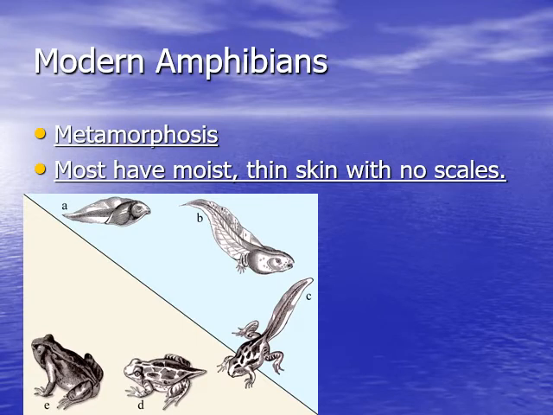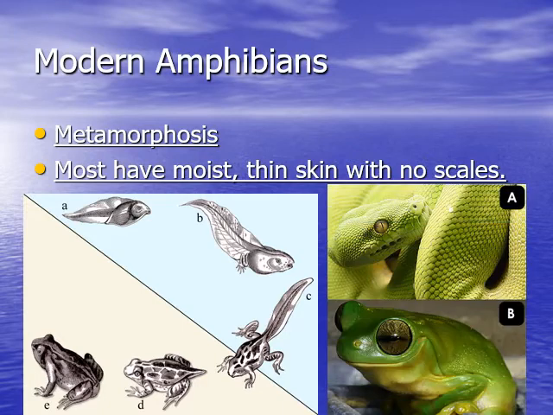Most of your amphibians are going to have moist, thin skin with no scales. So if we take a look at our pictures over here, A, of course, is a snake. That's a reptile. You can easily see the scales on it. Frogs, toads, salamanders, other amphibians, for picture B, you cannot see scales on it. Their skin is going to be much more smooth.